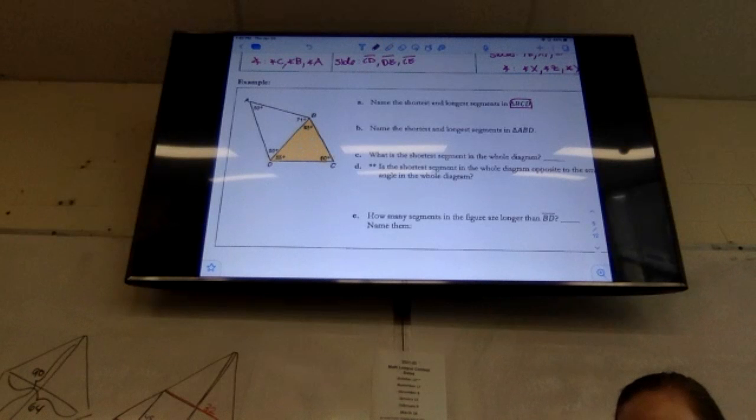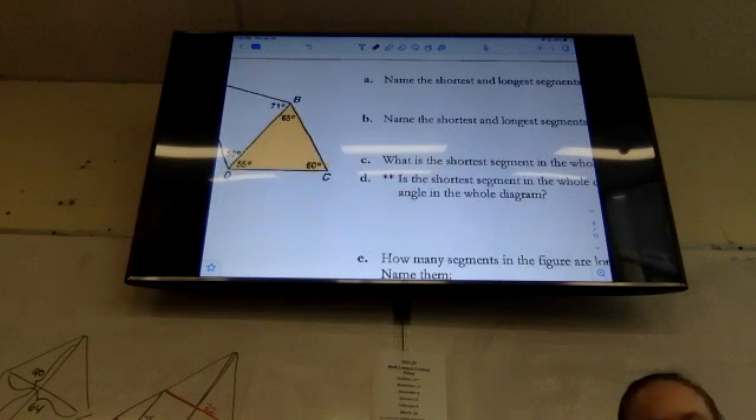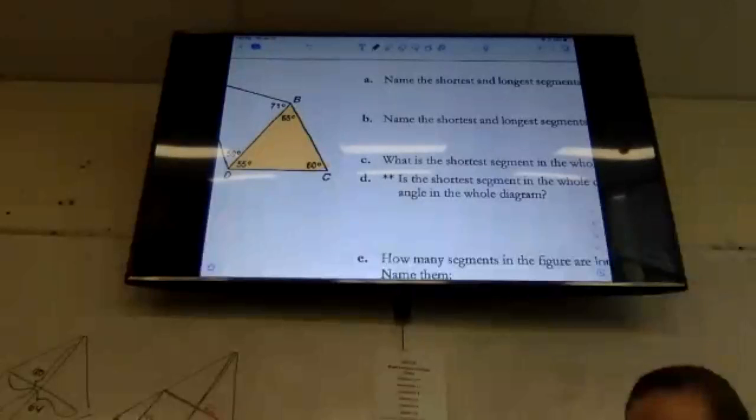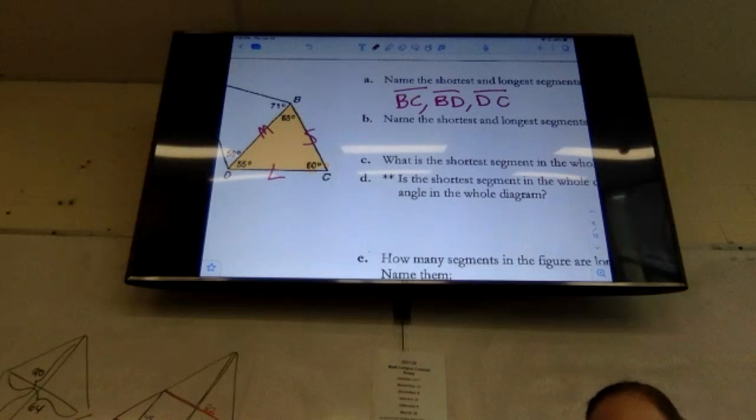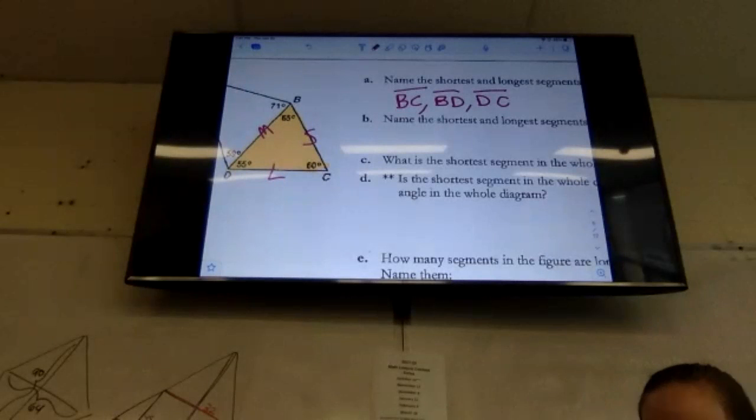What is the shortest side? What's the smallest side of my BCD? BC. Thank you, Sophia. BC is my smallest. What's my medium side? BD. And what's my largest side? DC. So BC is my shortest, BD is the medium, and DC is the largest. So many letters, isn't it? Good, so for this one, I wanted us to solely focus on the orange triangle. I do not care what the other triangle looks like. I only wanted you to focus on the orange triangle.